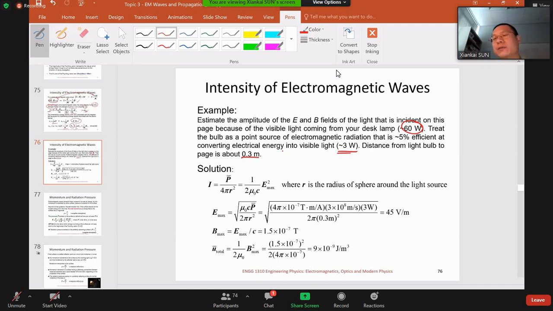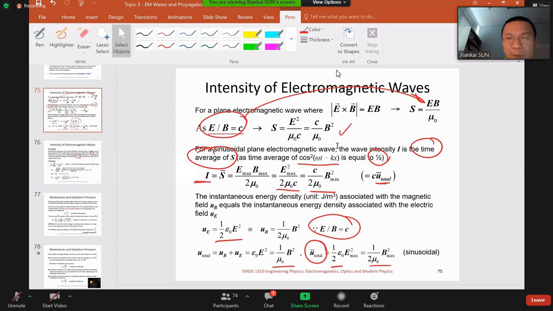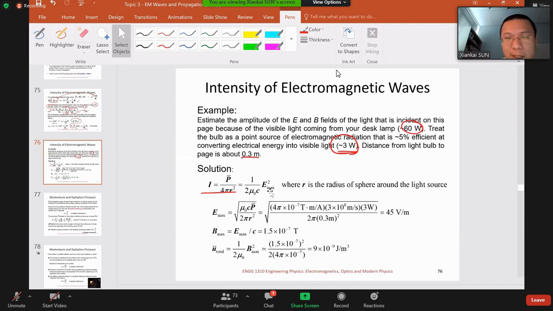From energy conservation, you have I equal to P over 4 pi R squared, right? P is the total emitted power by this light, so that is 3 watts. And 4 pi R squared is the surface area of a sphere with a radius of R. And this I is expressed here. Either you can use this formula or this formula. Here we use E max square over 2 mu naught C.